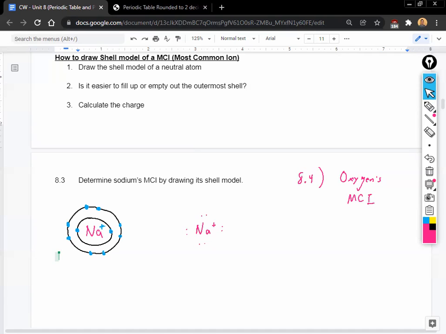We talked about most common ions, right? Okay, just making sure. It's been so long. Good, good, good.